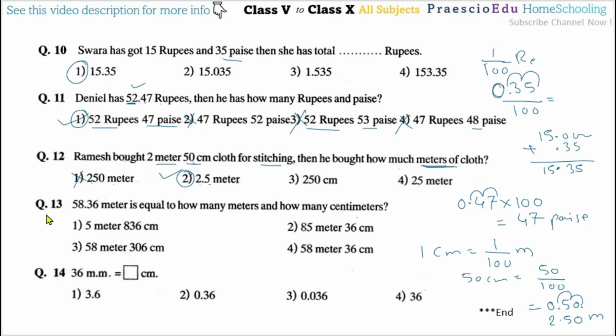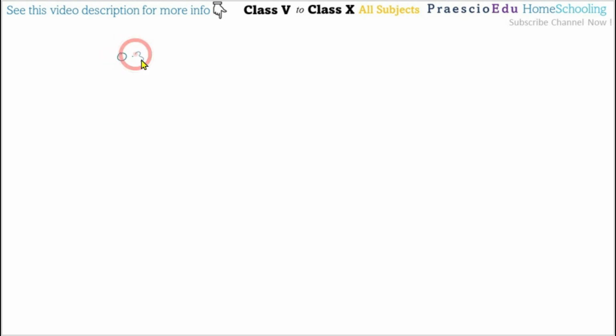Now question number 13: 58.36 meter is equal to how many meter and how many centimeter? Here before the decimal, on the left side, this is the complete meter. 0.36 is also in meter. But we are asked about meter and centimeter, so 0.36 meter we have to convert into centimeter.